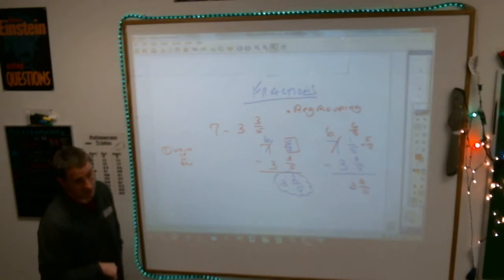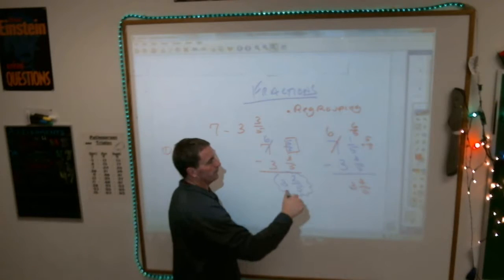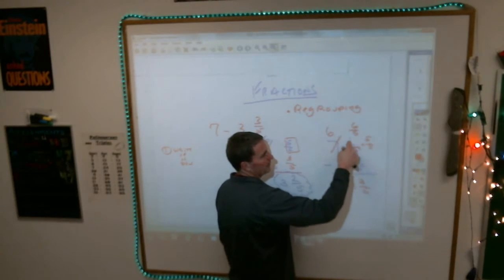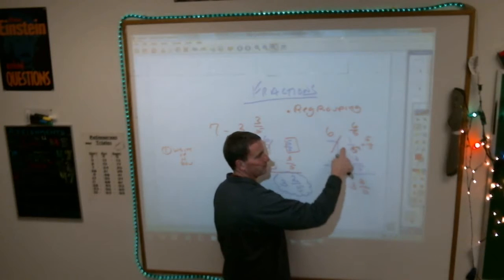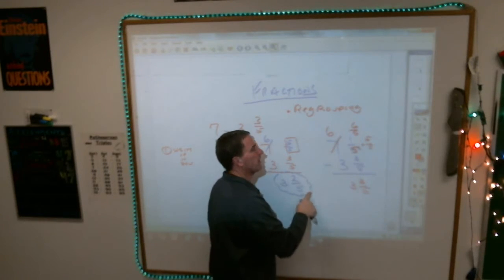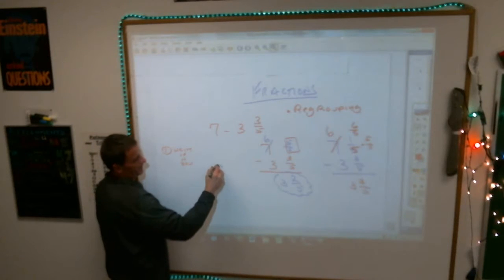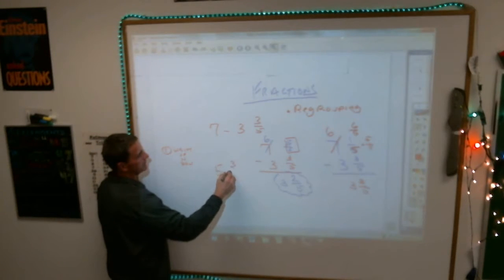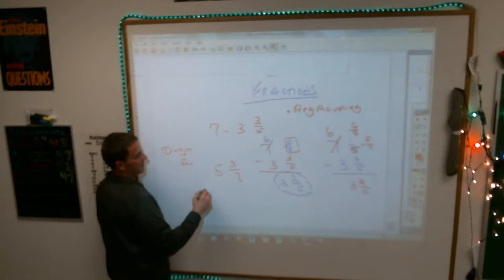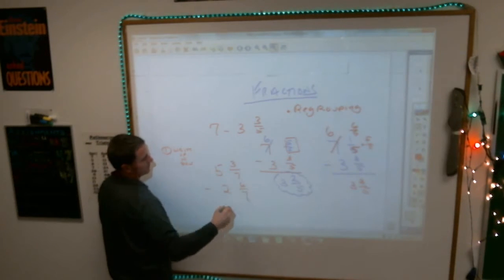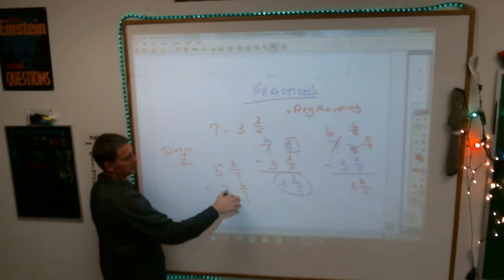But rather than thinking about that, there's a simple thing to remember. Does anybody know what it is? As long as my bottom numbers are the same, it's only the top that's going to change. How do I get my new top number when I'm borrowing? Let me give you another example that might help. Let's say I've got 5 and 3/7 minus 2 and 6/7. I have to borrow because this is a smaller fraction.